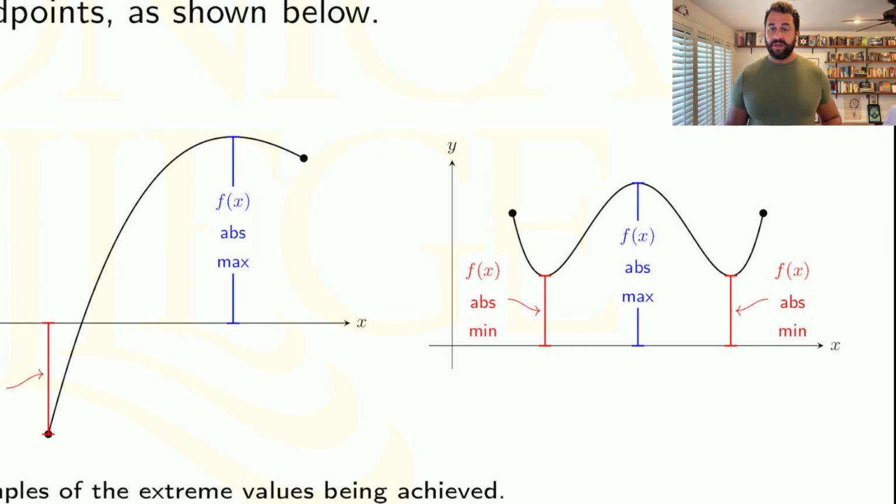In this example, the absolute minimum value is being achieved twice. So it's being achieved here and here. And that's the absolute minimum value. Here, the absolute maximum is occurring right there. It's only achieved once. So there are all sorts of possibilities for what can happen with these absolute or global maxes and mins. Okay, so take that to heart.